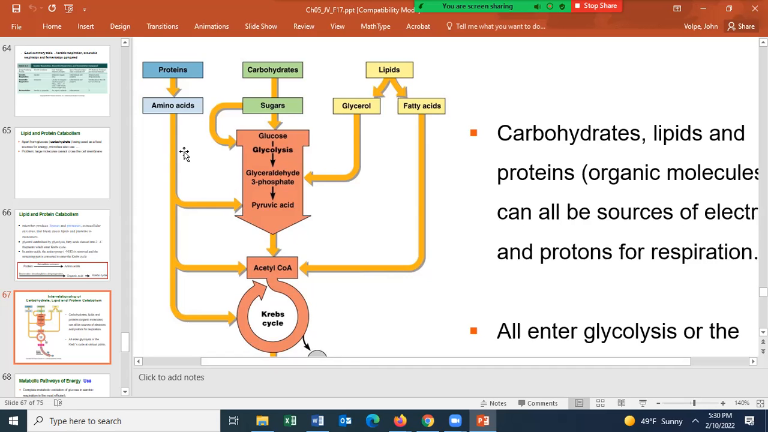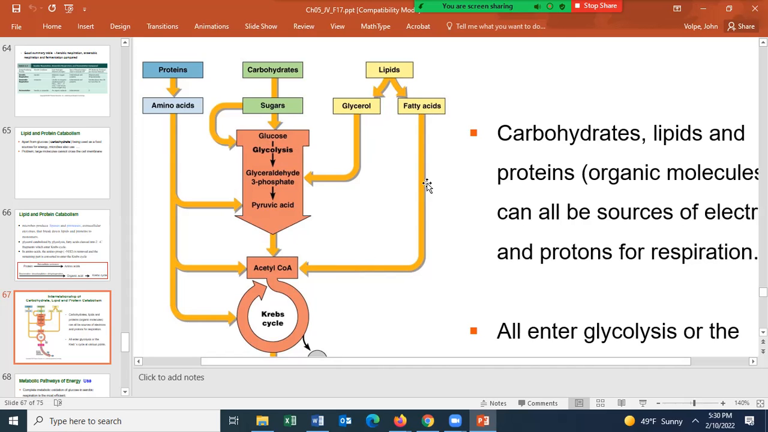Although you may be entering aerobic respiration lower down in the chain than you do for entering with glucose. For lipids, lipids are broken down outside the cell by an enzyme into glycerol and fatty acids. The glycerol and the fatty acids are then brought into the cell. And this is true for both our cells and for bacteria cells.